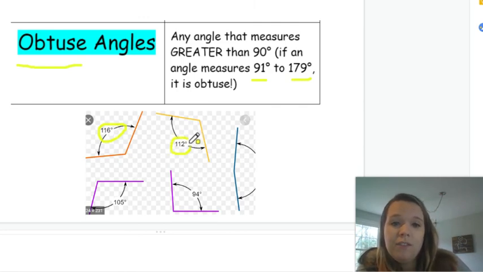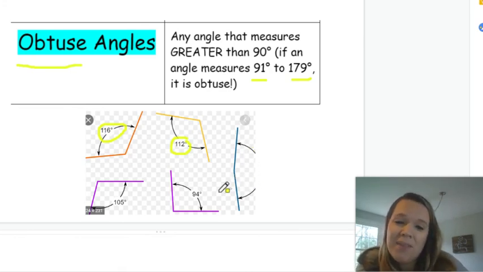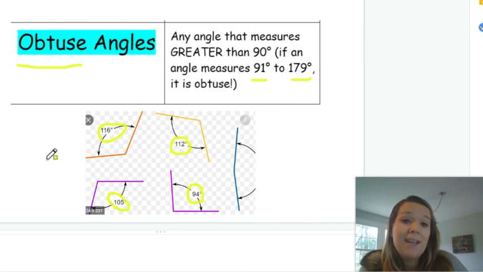Here's 112 degrees. This one got cut off, but we can assume it's almost 180 degrees because it's almost a total straight line, but it's not quite. 94 degrees, again, greater than 90 degrees, and 105 degrees. So if the measurement is 91 degrees, it's an obtuse angle. 92, obtuse. Anything up to 179 is an obtuse angle. These angles are open more widely than acute angles and right angles.